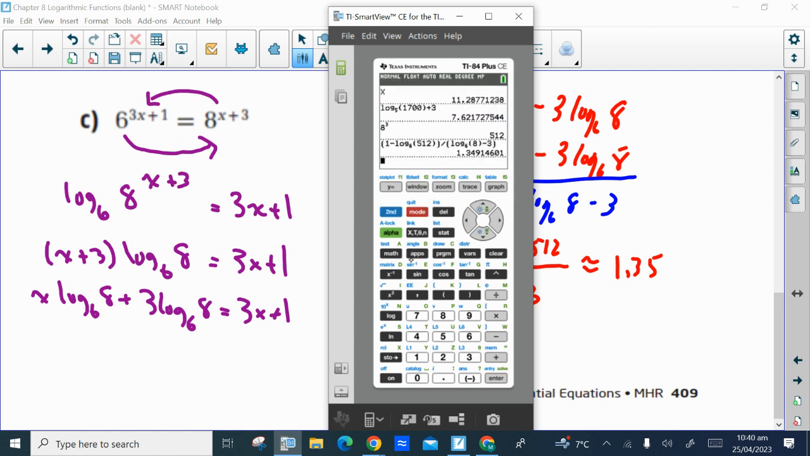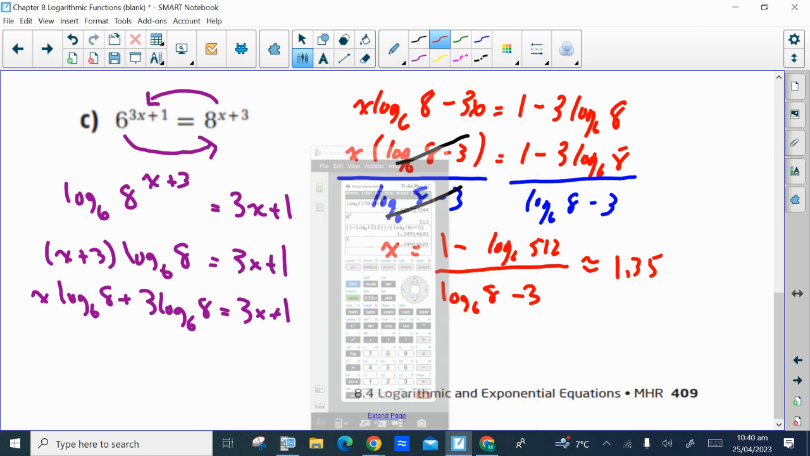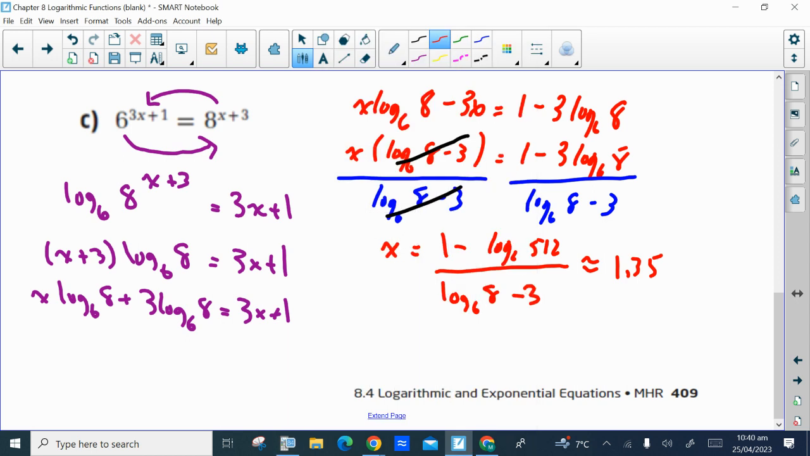If I quit out of there and go x enter to retrieve that last value of x from our graph, we see that it is exactly the same decimal that we got. So you can always check these on the calculator.